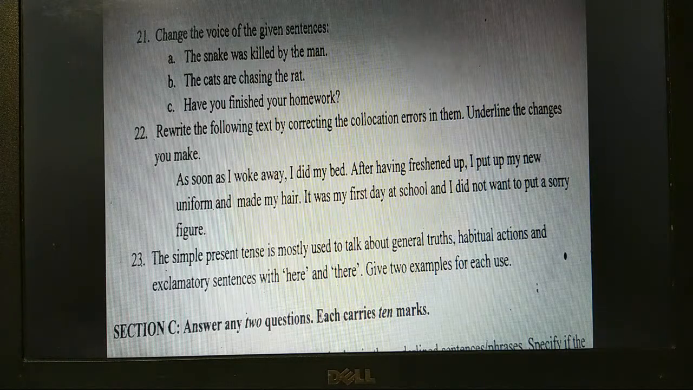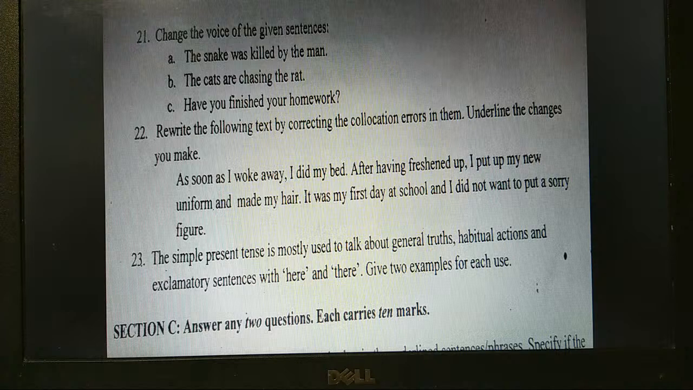All right. Now C. Have you finished your homework? It's a question. Okay, have you finished your homework? Question in active voice, change it into passive voice. Has your homework been finished? Question mark. Has your homework been finished? Now we move on to question number 22.